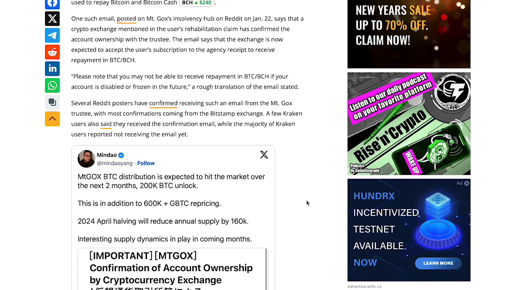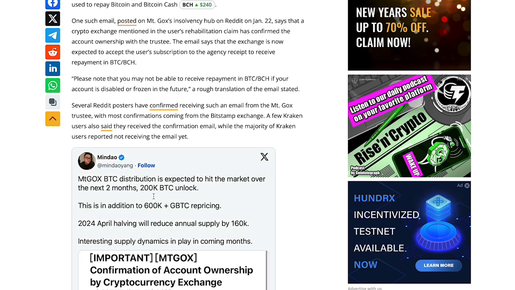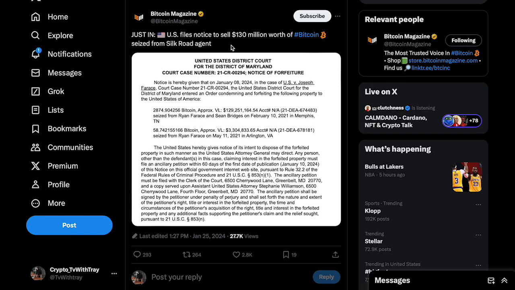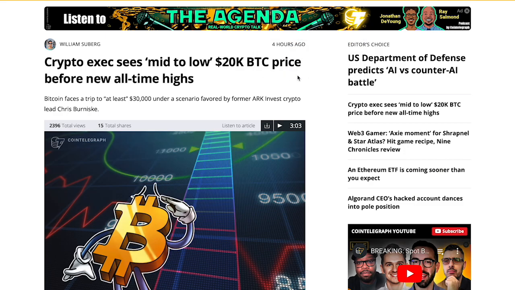It's going to be very interesting because it's going to be over the next two months, and 200,000 Bitcoin will be unlocked. So you've got 200K Bitcoin on top of $130 million worth of Bitcoin. That's a lot of money. That will create a lot of fear, uncertainty, and doubt, FUD. And that could potentially, like the crypto executive says, drop to the mid to low 20Ks. But don't forget, y'all, we've got Wall Street in the game. Wall Street potentially may eat up and buy all of those Bitcoin. But we don't know yet. Something to think about.